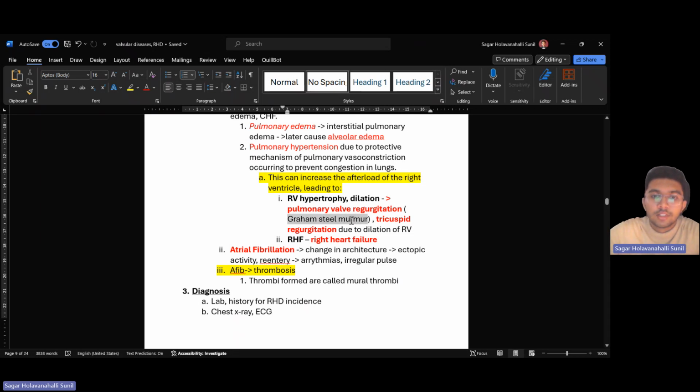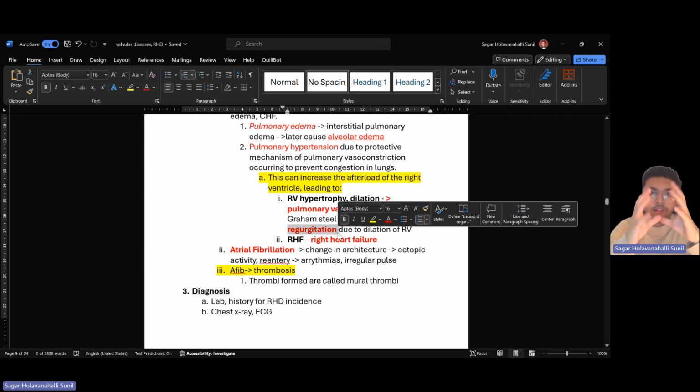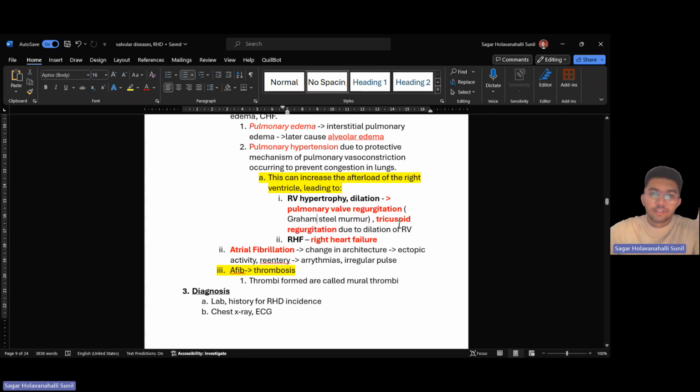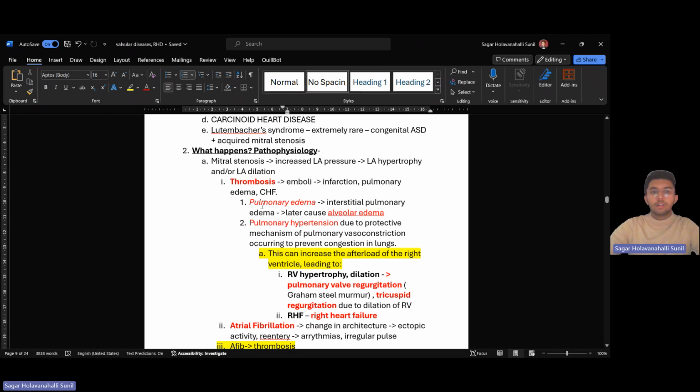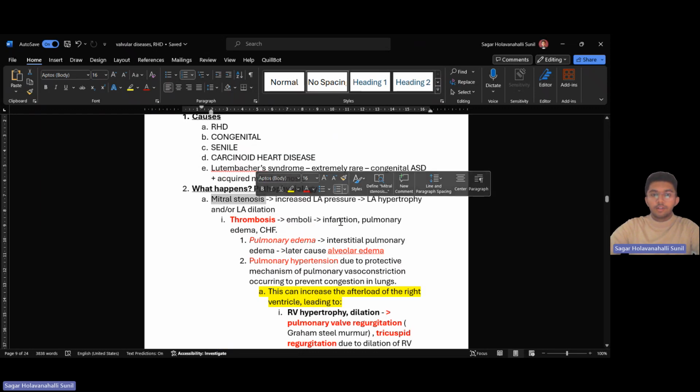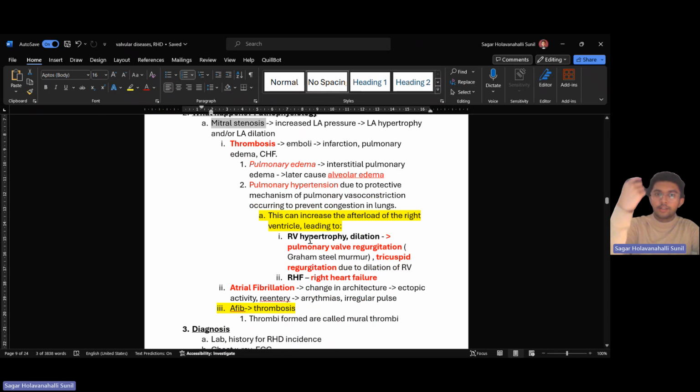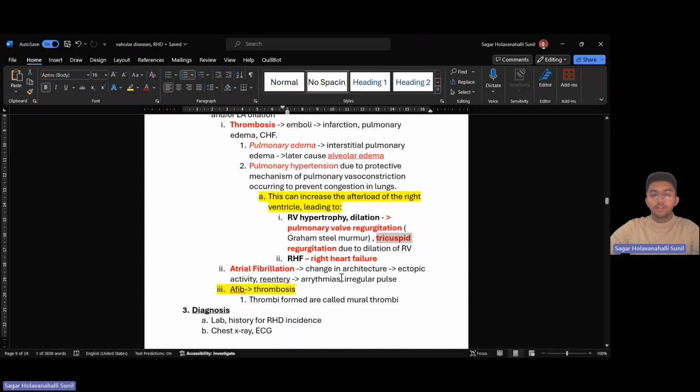Here you can hear Graham Steell murmur. There can also be tricuspid regurgitation because the fluid will then get into the right ventricle, okay? And if this right ventricle gets completely filled, then there'll be backflow of blood to the right atrium, right? So that's why you can also have tricuspid regurgitation. So here you have mitral stenosis, okay? This can go backwards and can lead to regurgitation on the right side of the heart. So pulmonary valve and tricuspid valve regurgitation. Right. So the right ventricle can also undergo hypertrophy and dilatation.